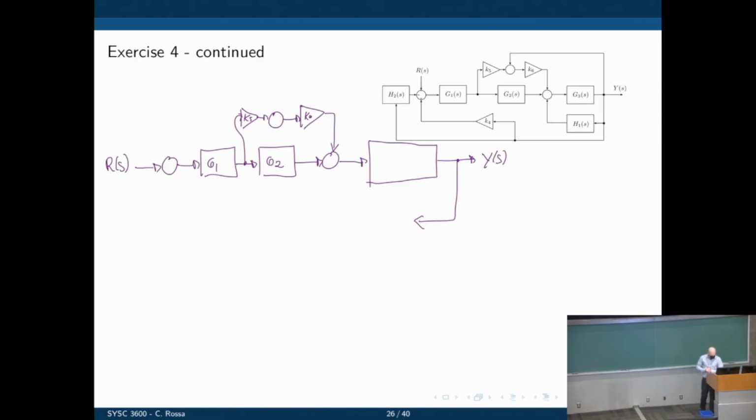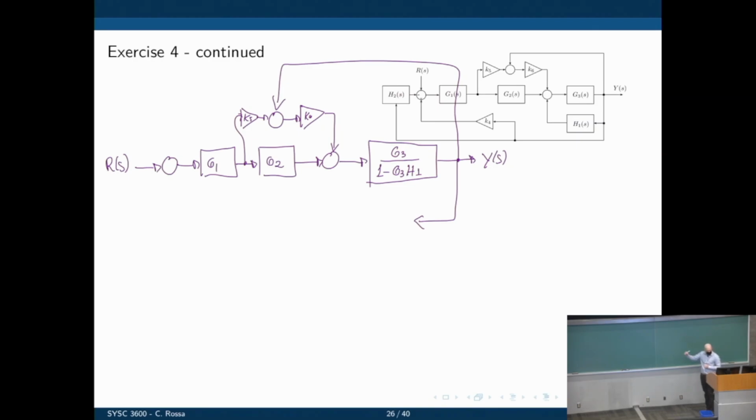So the first thing you can do now is to simplify what is missing. This will simplify G3 and H1. So what is the resulting function there between G3 and H1? It's a positive feedback loop. So G3 and H1 simplify to G3 divided by 1 minus G3 H1, right? Minus because it's a positive feedback loop. So this becomes G3 divided by 1 minus G3 H1.